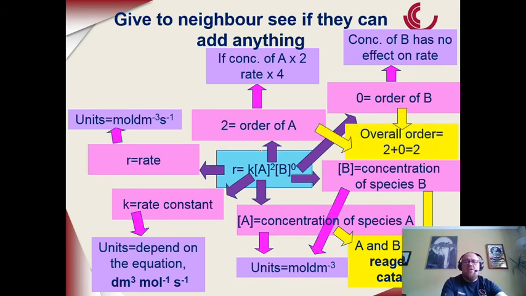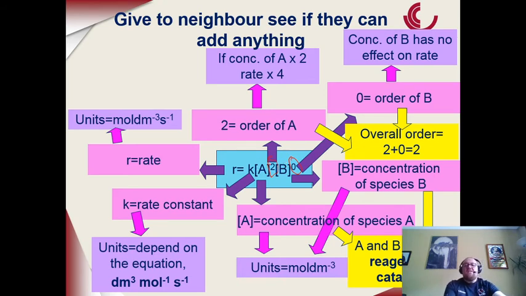Now, if we look here, we have something with an order of 2 and something with an order of 0. The overall order of reaction is 2 plus 0, so it is a second order reaction. So if our rate equals the rate constant times the concentration of A squared times the concentration of B to the power of 0, the concentration of B to the power of 0 is 1.